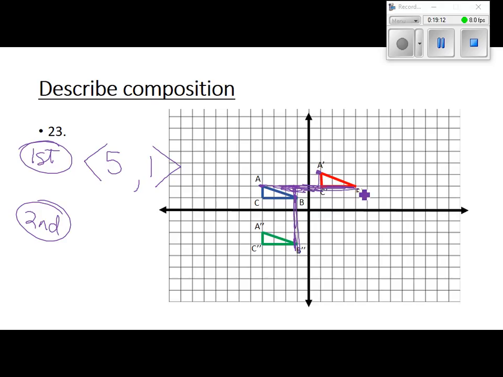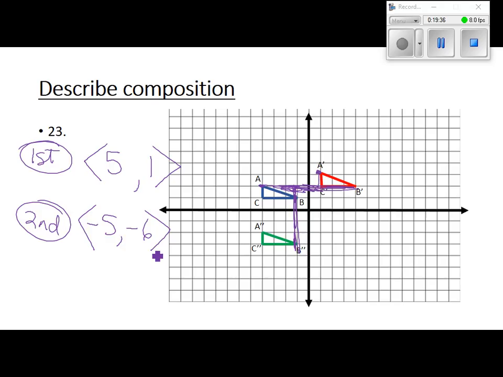Can't hardly tell that, but how did I move? Left 5. 5 and 6. So what do I write? -5, -6. Everybody agree with that? So that's our vector for our first movement, our vector for our second movement.